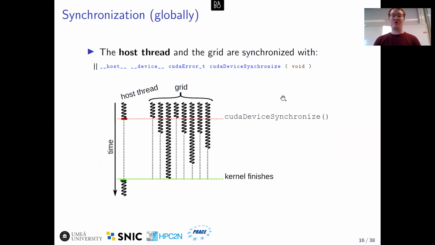Then if you want to be sure that it's the host thread that is being synchronized, you can use the CUDA device synchronize function. What this will do is that when the host thread is calling CUDA device synchronize and we still have a kernel running, it will simply force the host thread to pause until the last remaining thread has finished executing the kernel and the stream becomes empty. After this point, the host thread is allowed to continue and do what it was doing earlier.